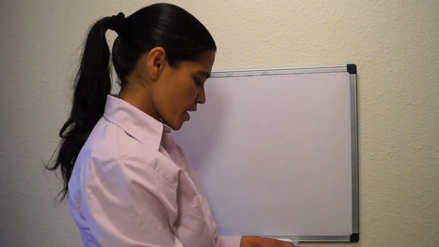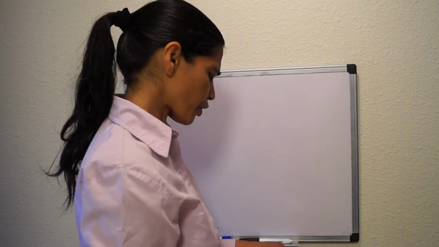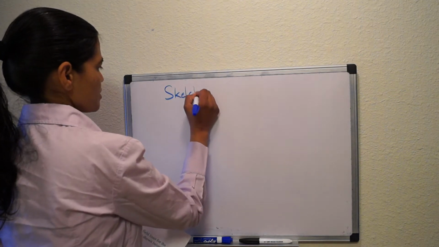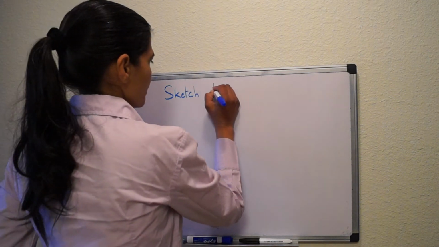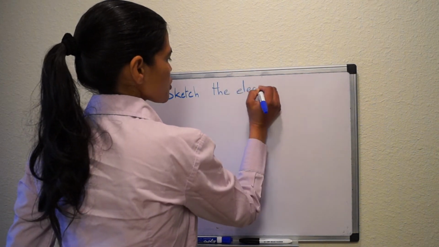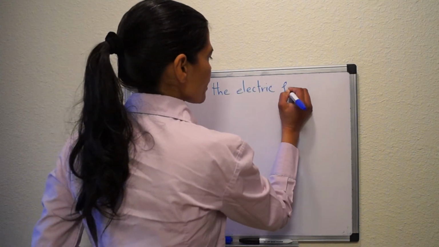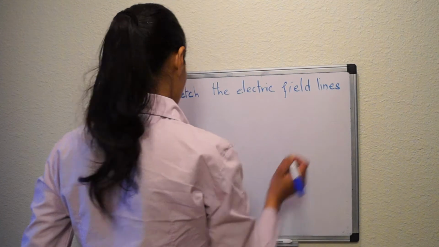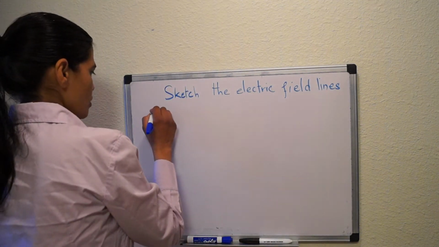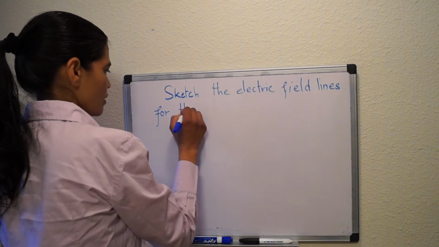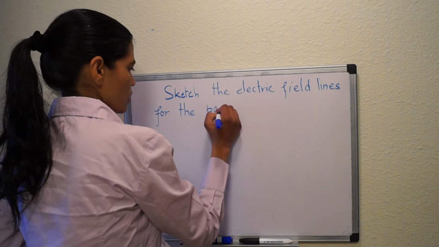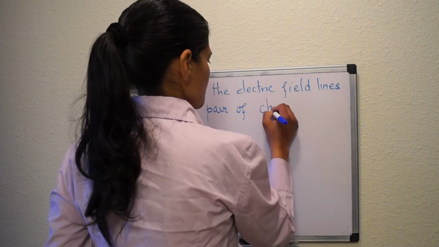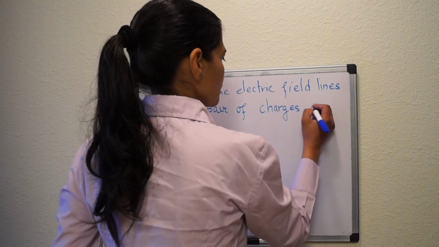Okay guys, so let's try another question. Here is a question. In this case, the electric field lines for the pair of charges shown.